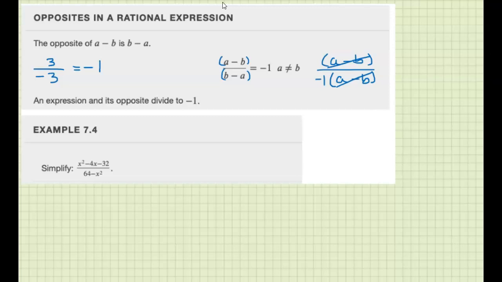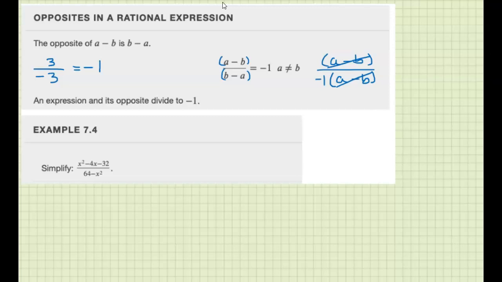So in a lot of the rational expressions, when you factor, you might notice matching factors, but they're opposite signs. You can still cross them out, but then the result will be negative 1 instead of positive 1.